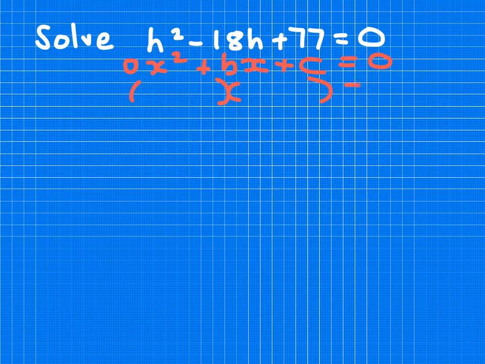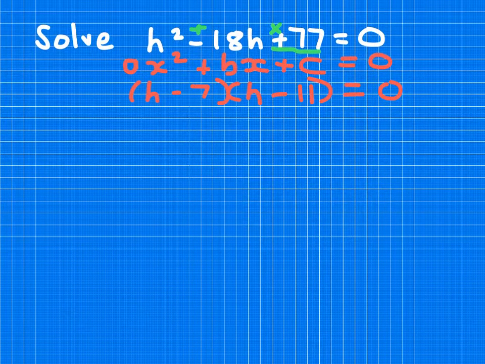into 2 brackets. 2 numbers need to multiply together to make positive 77, and they need to add together to make negative 18. 2 numbers that do that are, so we've got an h and an h, and we've got negative 7 and negative 11. Negative 7 times negative 11 makes positive 77, and minus 11 minus 7 makes minus 18.